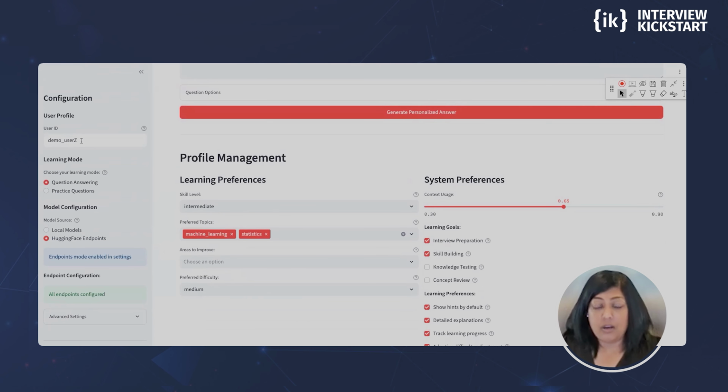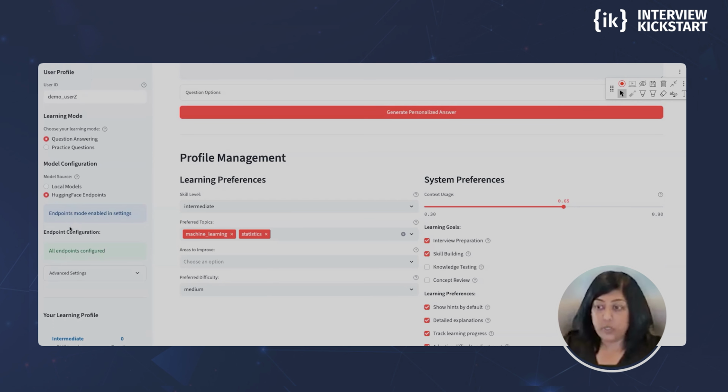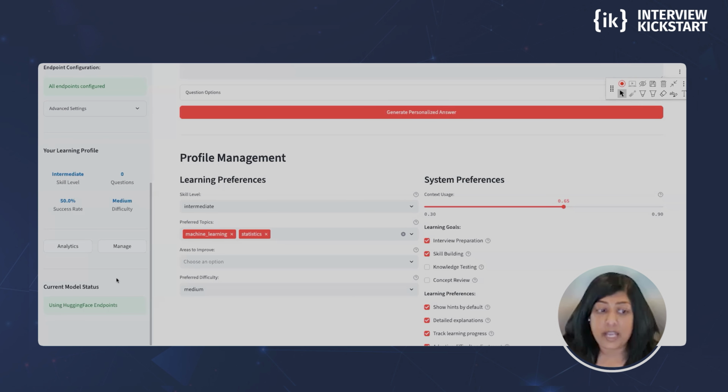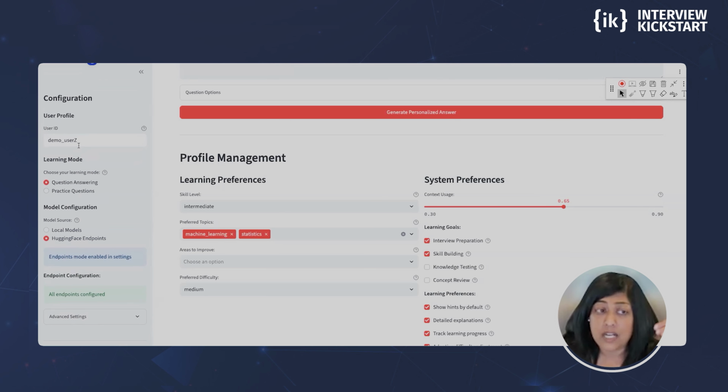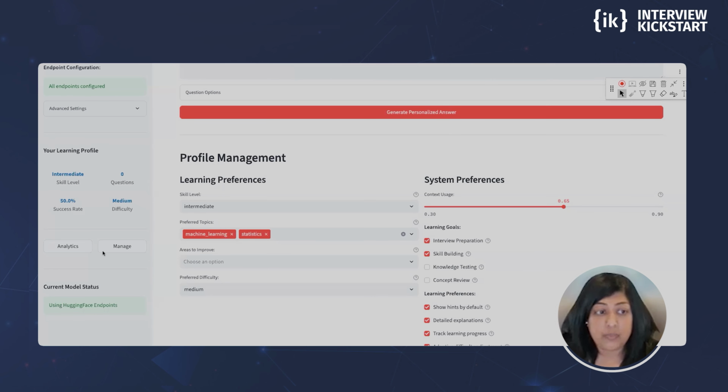But the point of showing this switching from demo user to demo user Z was to show you that these two users are two separate users accessing ML AMP, and they are working with different sessions, right? Which means they have different experiences based on what they are working against. You'll see that they haven't practiced any questions. So you won't see what they practiced in the past, unlike what you saw for the demo user. Okay. So that's pretty much it.